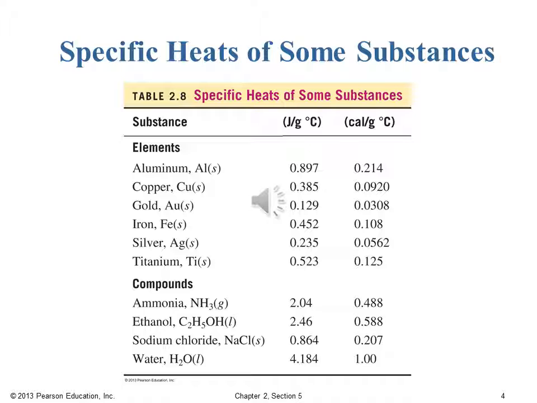Sodium chloride has a pretty low specific heat. It's just a little bit lower than aluminum. So it's unusual in that regard. The other compounds that we see, water in particular, as you see, it's defined, the calorie is 1.00 calories per gram degree Celsius for water, and therefore it's 4.184 joules per gram degree Celsius.